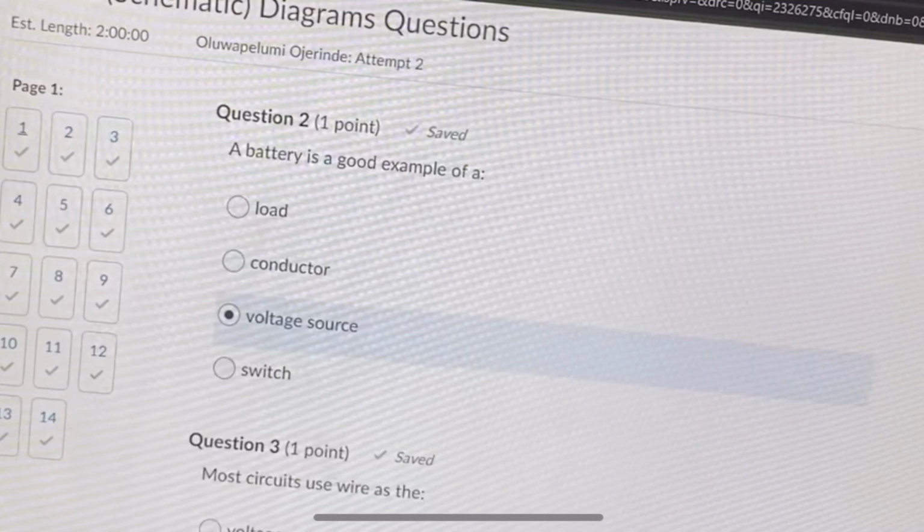Number two, a battery is a good example of a voltage source. I don't feel like I need to explain that. Most times when you need a source, it's probably going to be a battery or a dry cell or whatever that's called. But we're going to get into that one later in the video. But yeah, a battery is a good example of a voltage source.